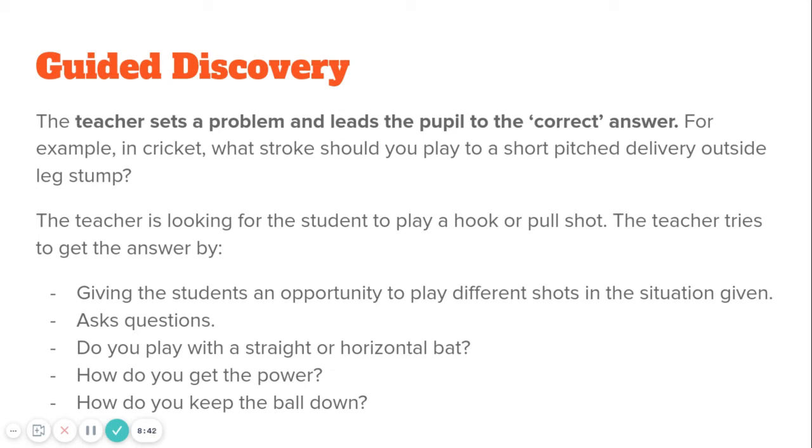From there, the teacher will ask questions. Do you play with straight or horizontal bat? How do you generate the power? How do you keep it down? And hopefully, by this experience, the performer will come to a decision on the correct answer.